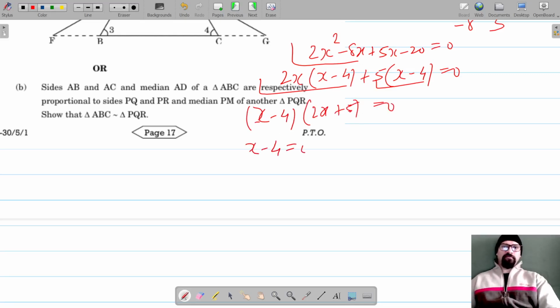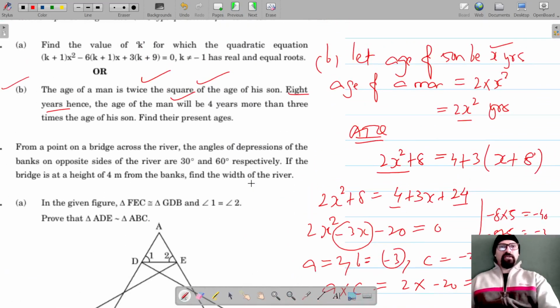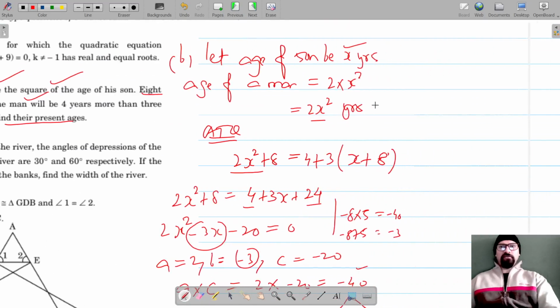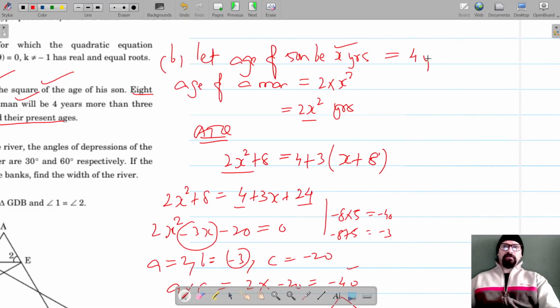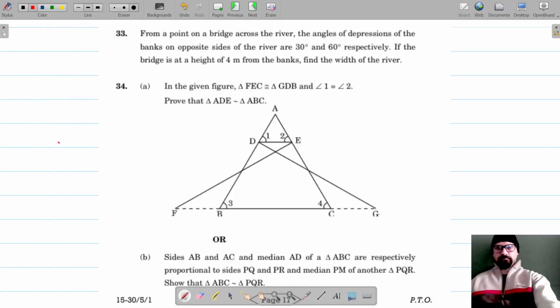So either x minus 4 is equal to 0 or 2x plus 5 is equal to 0. So x is equal to -5 by 2, which is not possible. So we are going to ignore this, and x is equal to 4. So that means the present age of the son is 4 years, and of the father it's 2 into 16, which is equal to 32 years. So 4 and 32 years are the present ages of the son and the man. Moving on to the next question.